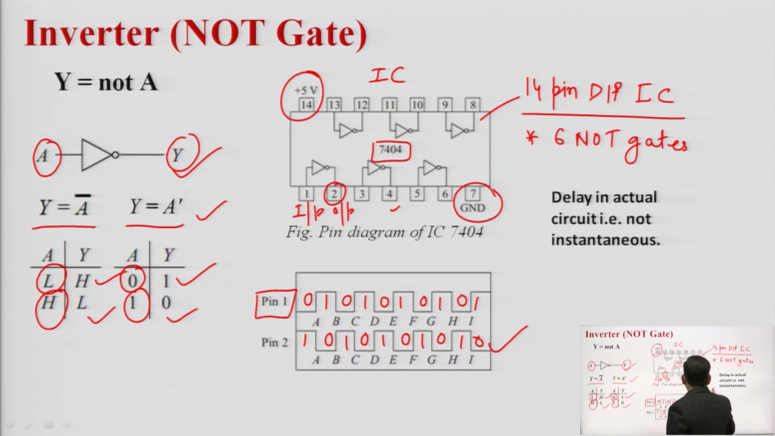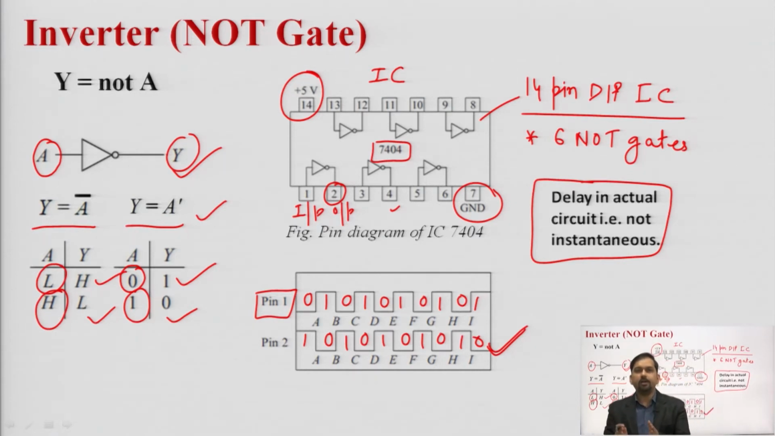This is in theory, but in practice this waveform is a bit delayed. In practical systems, this waveform is a bit delayed due to the propagation delay. Propagation delay, or propagation gate delay, is the delay provided by the gate. It means if we provide an input signal, then the output will be available after some time. This is not a very big time, it is a very small time, but the output is a bit shifted.